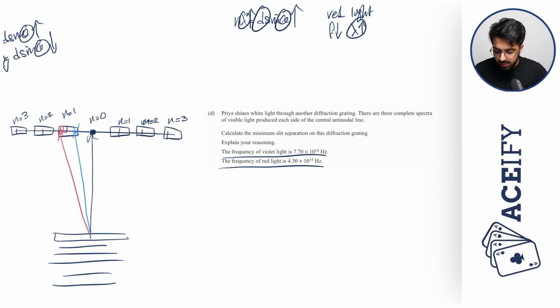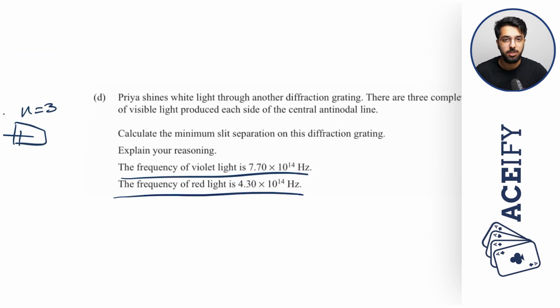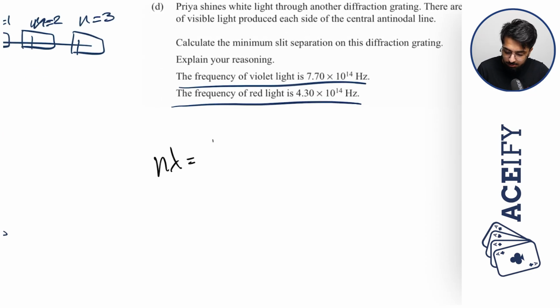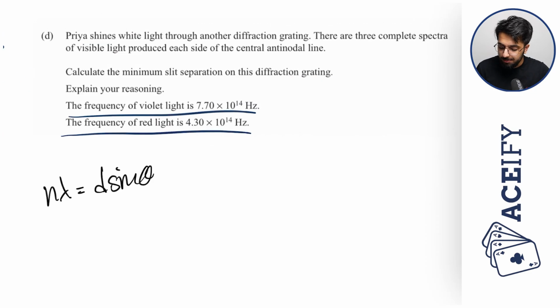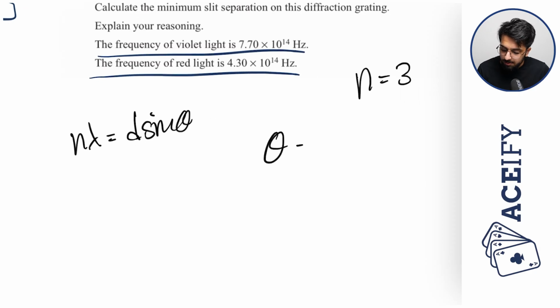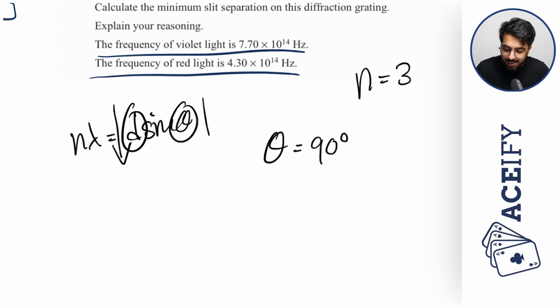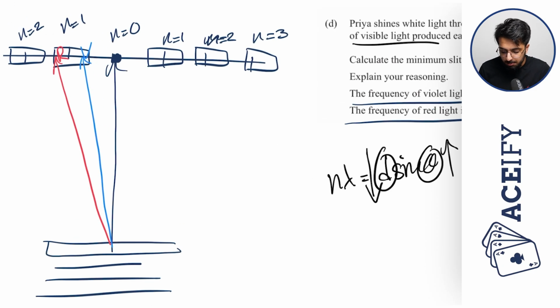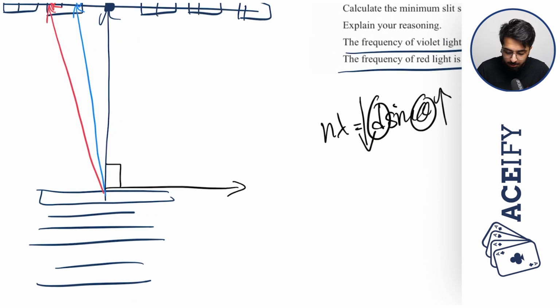Now, how does this relate to calculating the minimum slit separation for this diffraction grating? Because n lambda equals d sine theta, and we produce 3 complete spectra on either side, our n value must equal 3. We also set theta to 90 degrees, because to calculate the minimum slit separation we want d as small as possible, and therefore theta as large as possible. The largest theta can be is 90 degrees to our central maxima. Light isn't going to come through here and go backwards, so 90 degrees is the largest angle.